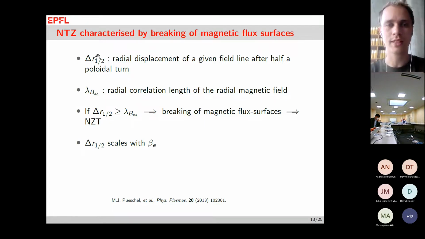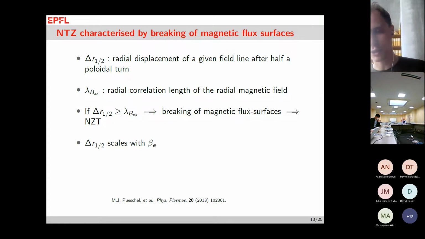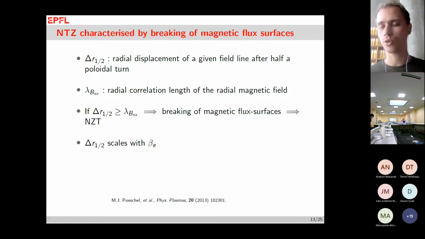However, if this radial displacement is larger than the correlation length of the radial magnetic field, the field line is going to decorrelate and not come back on itself, meaning that you will have a breaking of flux surfaces. When you have this effect, you can potentially weaken or suppress the zonal modes, leading to this non-saturation of the heat fluxes, because the zonal modes can no longer saturate them. An important thing to know is that this radial displacement of the field scales with beta. So with a larger beta, you can have a larger radial displacement, thus a larger risk of obtaining an NZT.